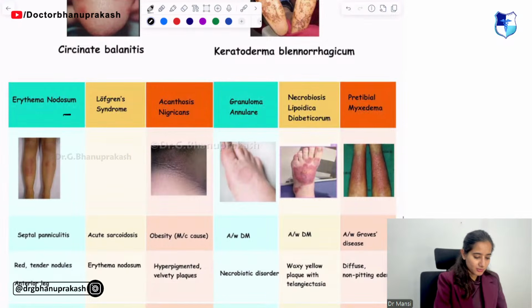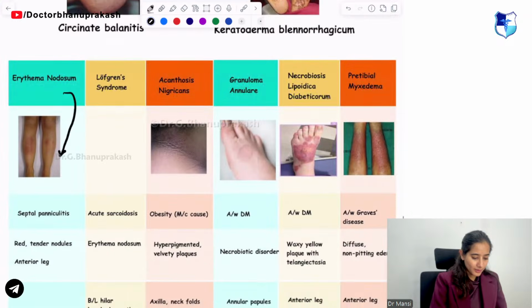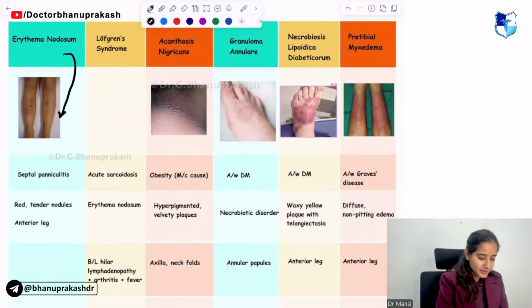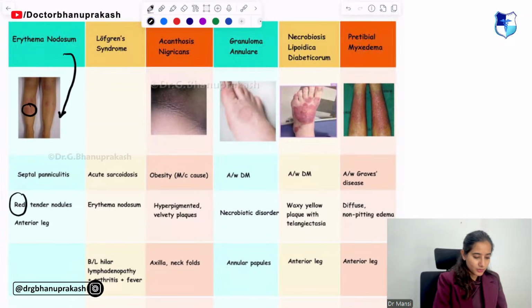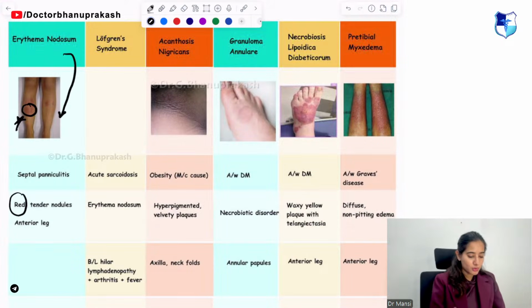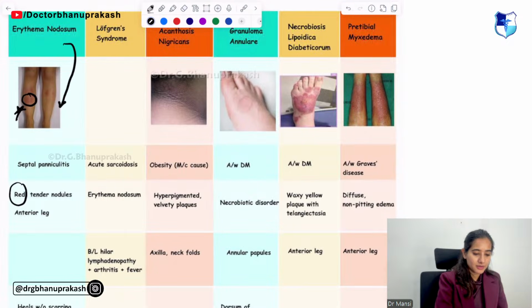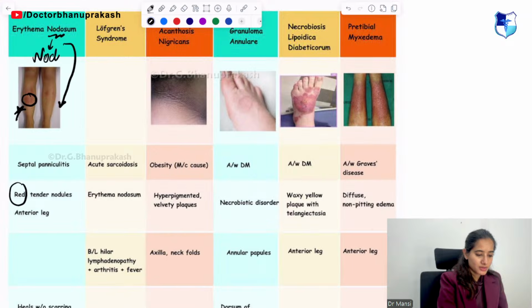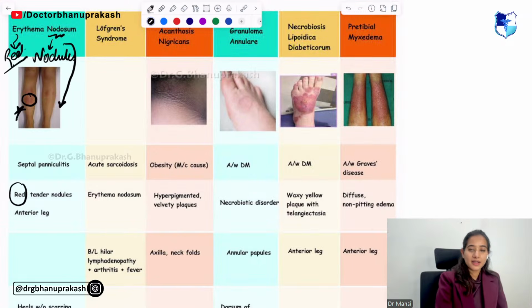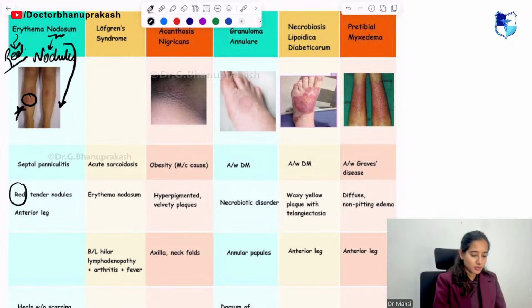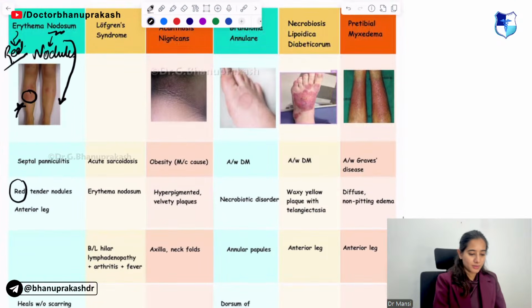Then we have erythema nodosum. Here you can see this is red and tender nodules which are present on the anterior surface of the leg. So nodosum is going to remind you of the nodules, and erythema is going to remind you of red. And why is this red? Because it is tender. So red tender nodules over the leg, erythema nodosum.